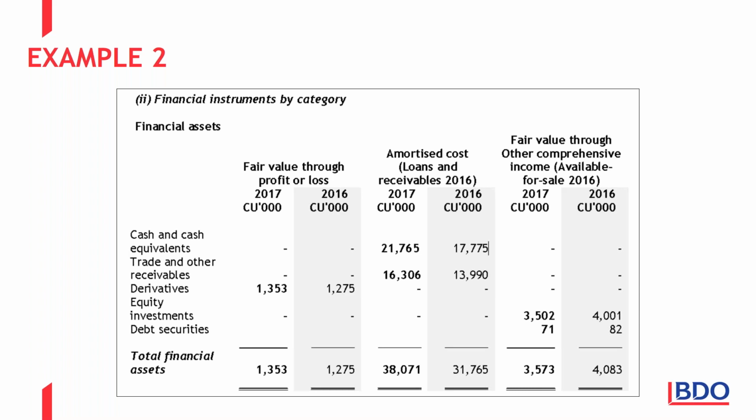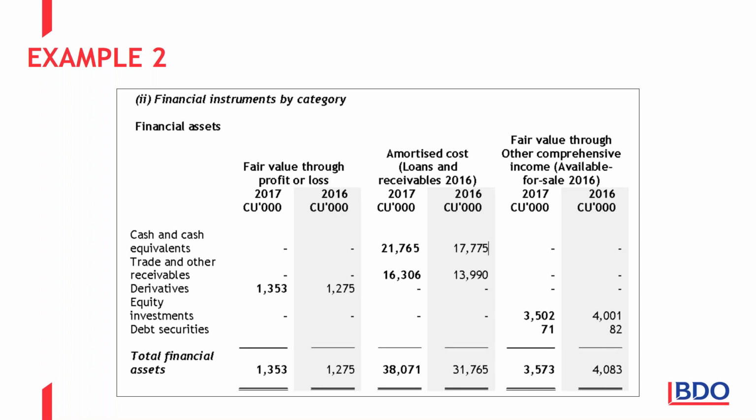And this is one taken from the video e-learning module. The year of adoption was different. The year of adoption was 2017. So it was a different example. But what they did here was they actually listed the financial instruments by category down the side. So cash, trade, derivatives, and so forth. This is just the financial asset extract.